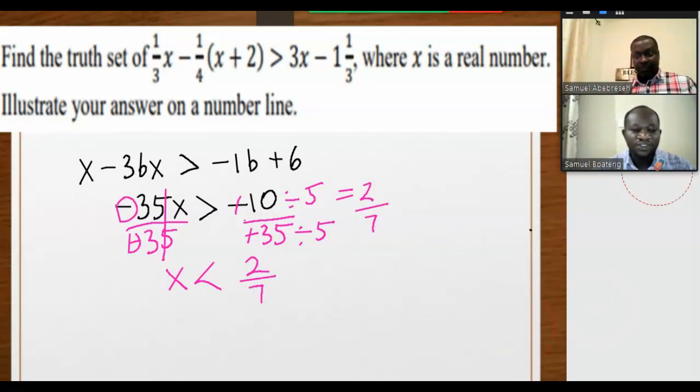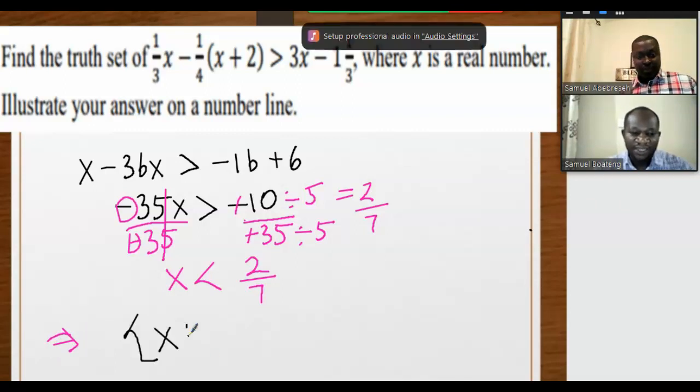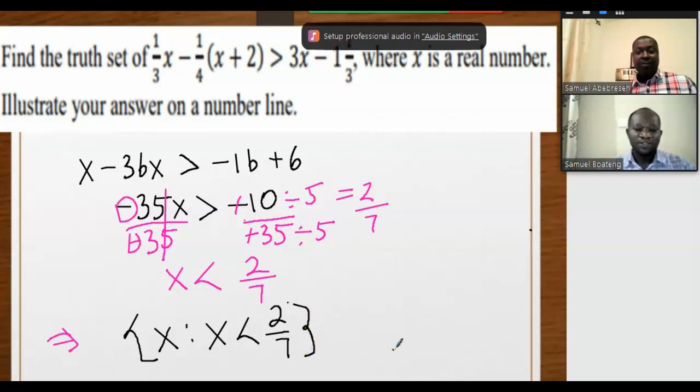You need to write your answer in truth set form, in a set form. I say in a set form. x is said that x is less than 2 on 7. Okay, that is the truth set.